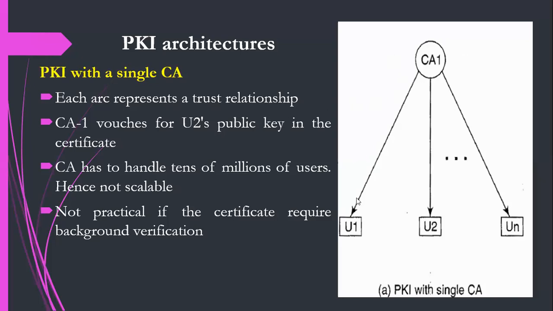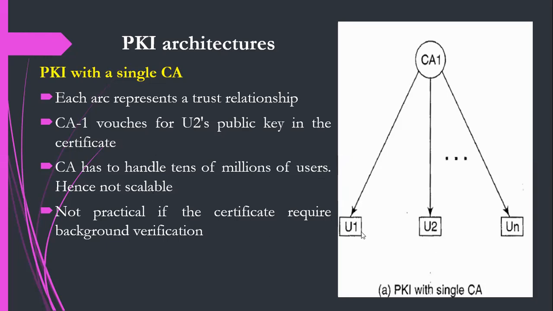Each arc connected to you is a trust relationship. So maybe you may be termed as a user. CA1 vouches for U2's public key in the certificate. If you consider U2, CA vouches means it issues something like that, for U2's public key in the certificate. So CA has to handle tens of millions of users, hence it is not scalable.